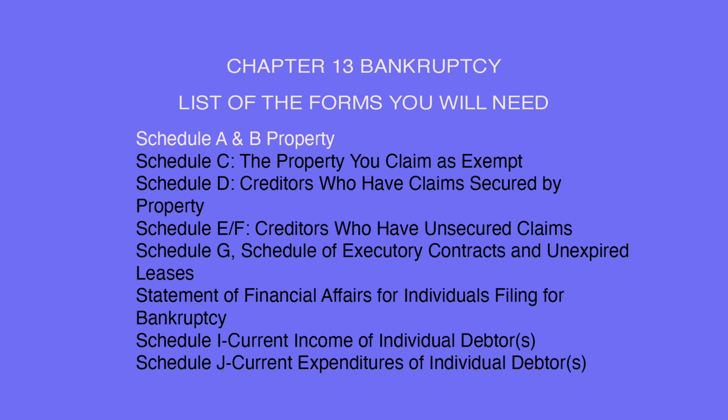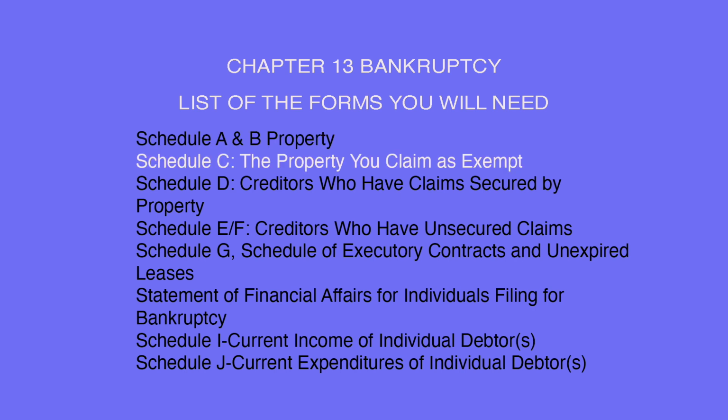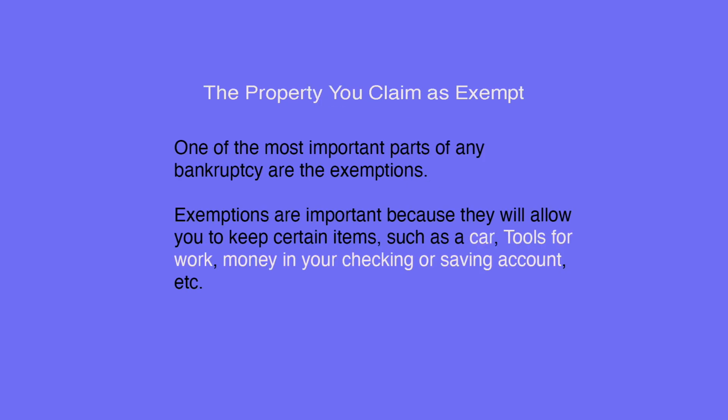Schedule A and B, property. Schedule C, the property you claim as exempt. One of the most important parts of any bankruptcy are the exemptions. Exemptions are important because they will allow you to keep certain items, such as a car, tools for work, money in your checking or savings account, etc.